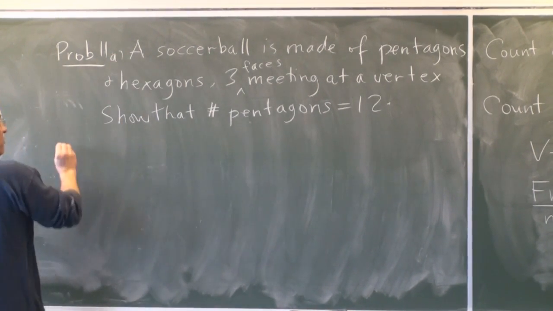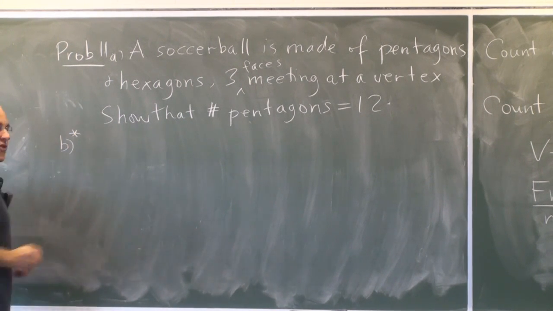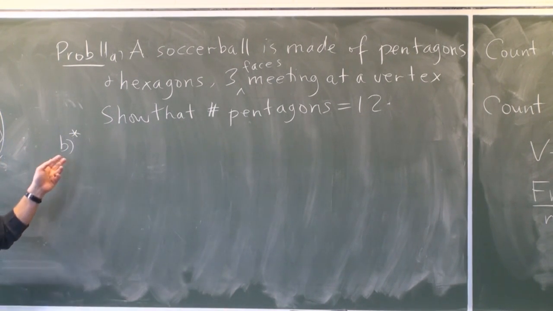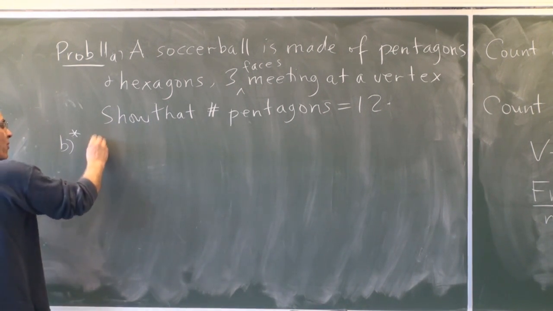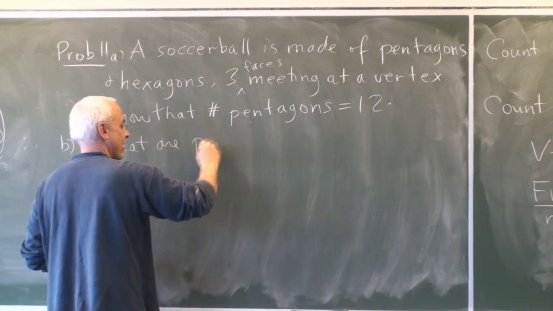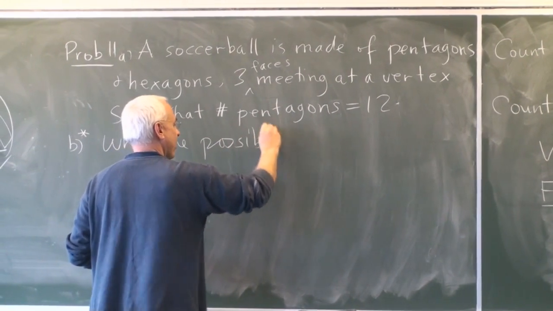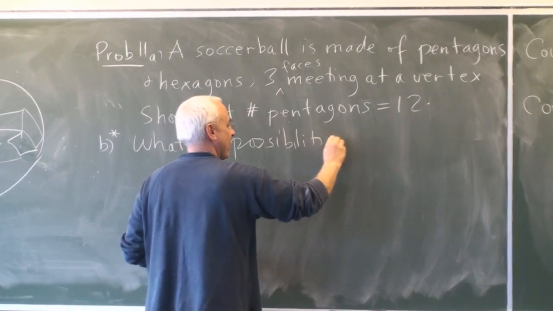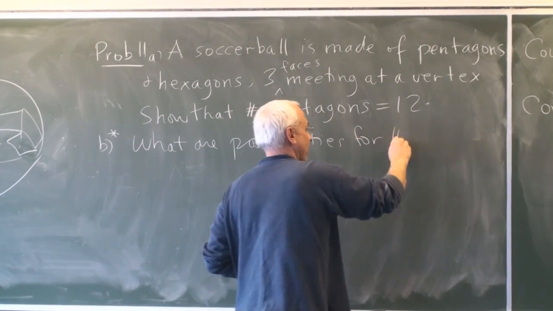And I'll call that A and I'll call this B. This is a start problem, a little bit harder problem. So the start problem is only for honor students or people aspiring to that elevated level. So this is a harder problem: what are the possibilities for the number of hexagons?